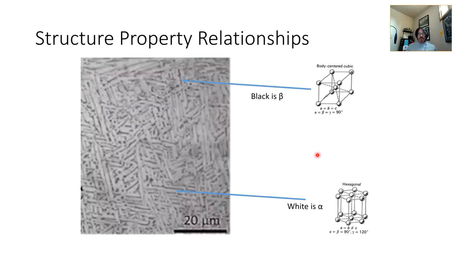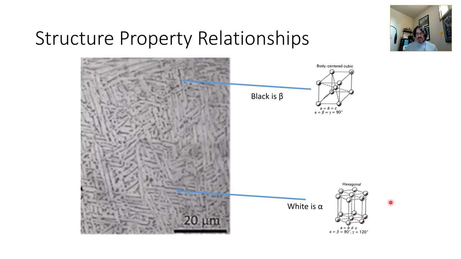Structure-property relationships, kind of wanted to throw this in here. This is 6-4 titanium, one of my favorite alloys. The black phase, so again, using contrast to interpret our results, if you will. This black phase is beta, which is body-centered cubic. The white phase is alpha, which is hexagonal close-packed.